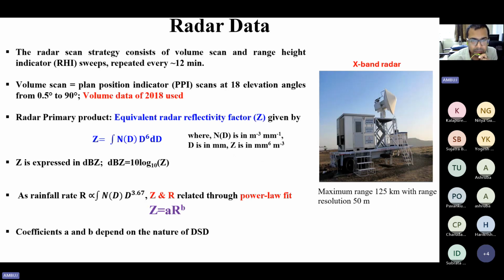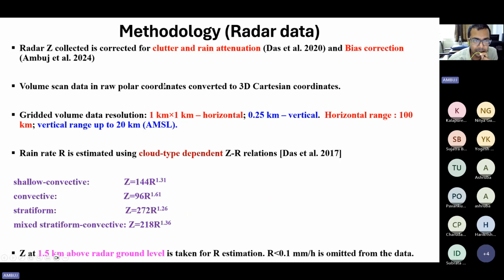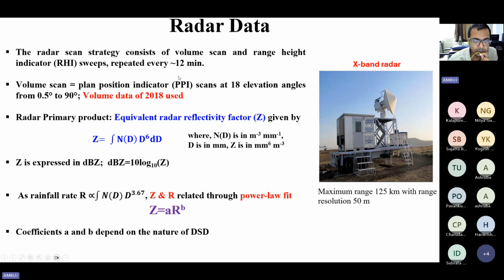Now some details on radar data processing used for this study. The radar scan strategy, as I mentioned, consists of volume scan and range height indicator sweeps, and in this case it is repeated every 12 minutes. We have used volume data of 2018 for this work.